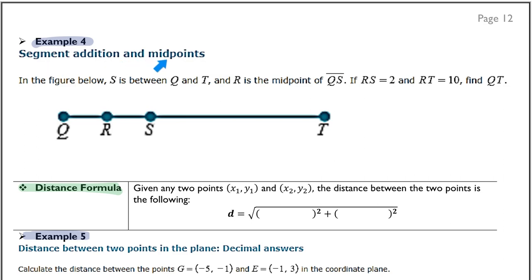So segment addition and midpoints. Again, this time we will have a midpoint. So in the figure below, S is between Q and T. So S is somewhere between Q and T. And R is going to be the midpoint of QS. So R is in the middle. So what we can do on our piece of paper is write that this is in fact congruent to that.